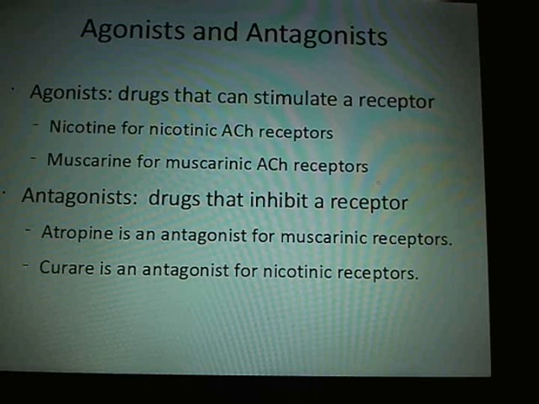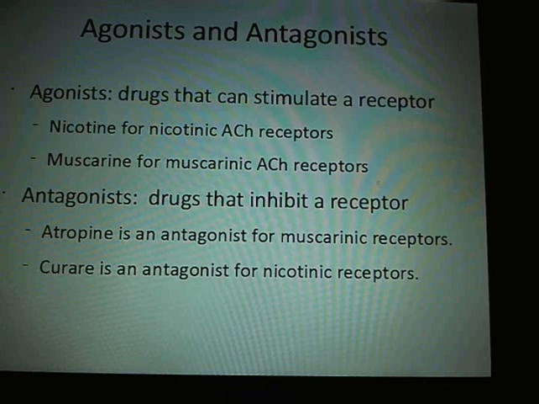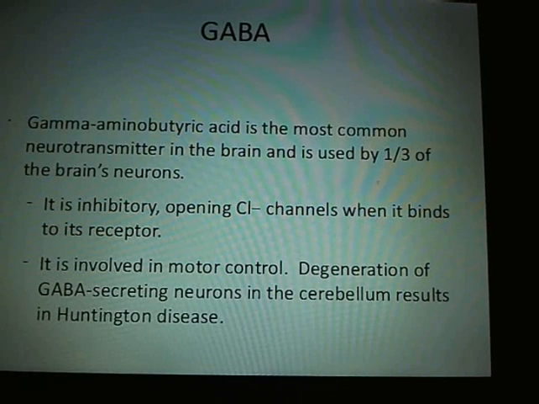Agonist and antagonist. An agonist is a drug that can stimulate a receptor. Antagonists inhibit a receptor. Atropine would be an antagonist. Curare, as we talked about in class, is an antagonist. So it blocks the nerve transmission through the nicotinic receptors. We've talked about depolarization, hyperpolarization, the current.